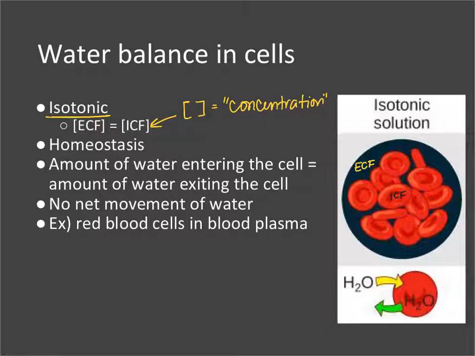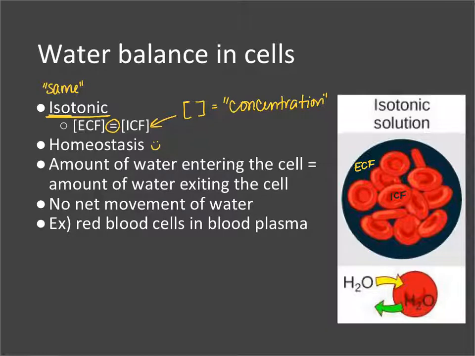This is just a shorthand way of writing the word concentration. And if we look at this word isotonic, iso means same. So we're looking at the same concentration between the fluid inside the cell and the fluid outside the cell. And this is our homeostasis. So this is what our body is striving for, and this is our body functioning the way that it should.